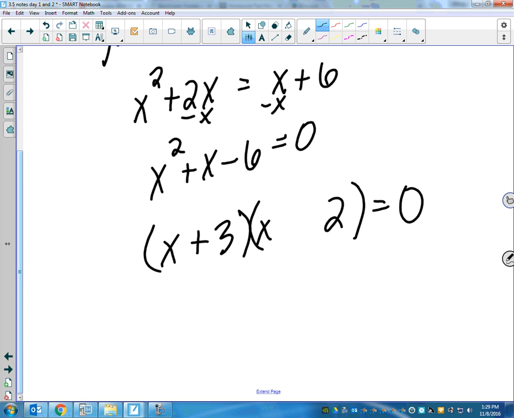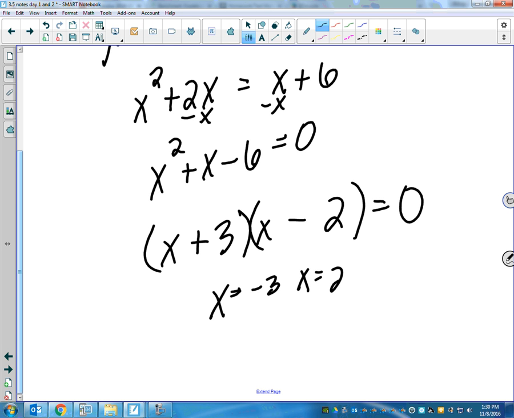But it would be positive 3 and negative 2. So you get x equals negative 3 and x equals 2. I will forewarn you that not everything with logarithms is factorable, and there will be times that you have to do the quadratic formula to do these problems, and that's kind of gross, but there will be times we have to do that.